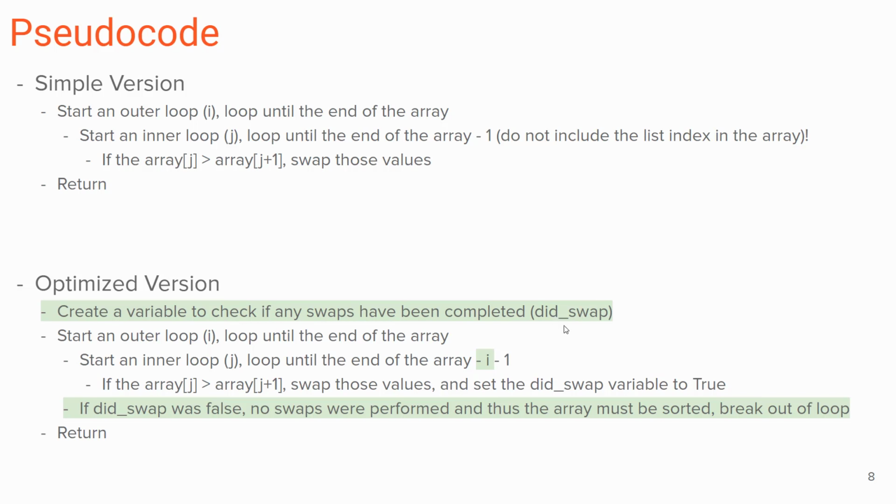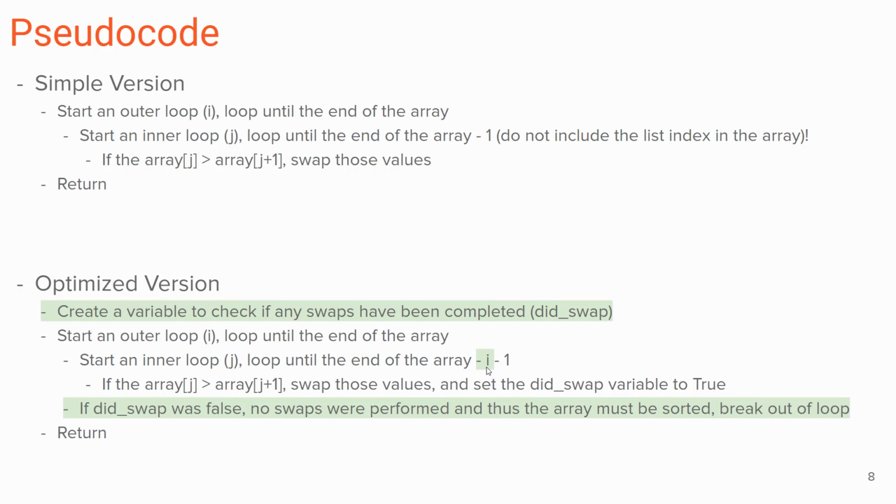I call that did swap. You can call it whatever you want. You still do your inner and your outer loops. Another small difference here is this right here. Now on our inner loop, we're only going to loop until the end of the array minus i minus 1. Up here on our simple one, we just did array minus 1, so not including that last index in the array. On this optimization, we loop to the end of the array minus i, which is the value of our outer loop, minus 1.